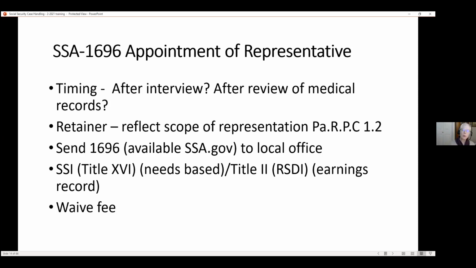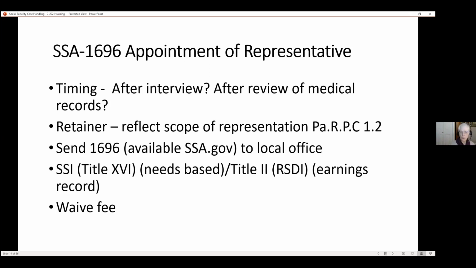If you wait until after review of the medical records because you're unsure about the client's symptoms and you think, I don't know if this is something I'm going to take, then the safest thing to do is a retainer that reflects the scope of your representation. I am going to obtain records and determine if I'm going to be able to assist you. Or I am going to represent you at reconsideration, but not beyond that without further evaluation. I'm going to represent you at the ALJ hearing.